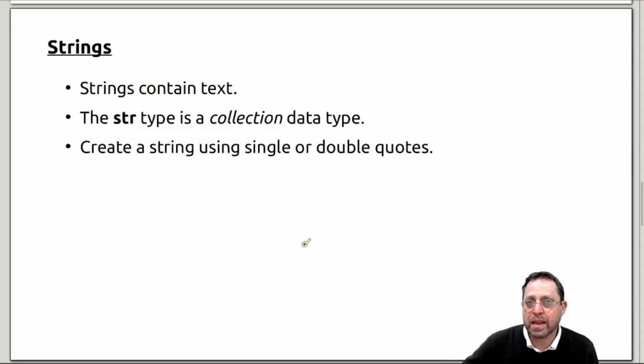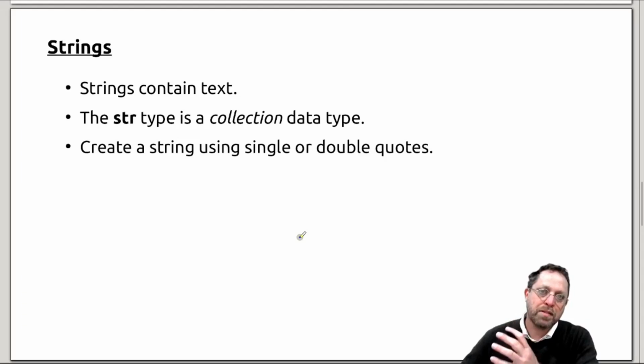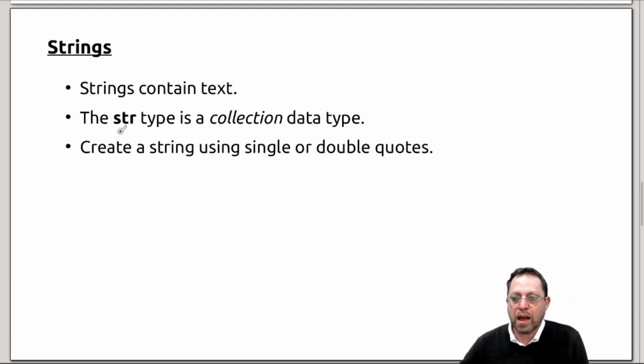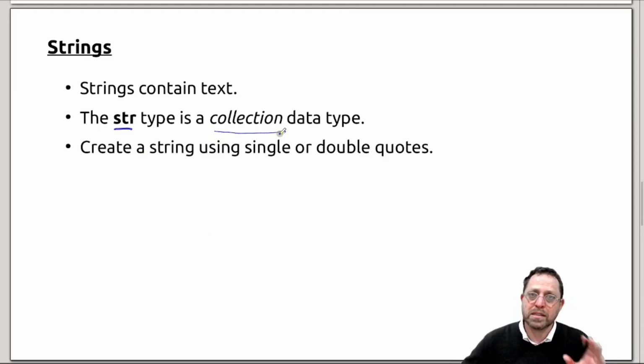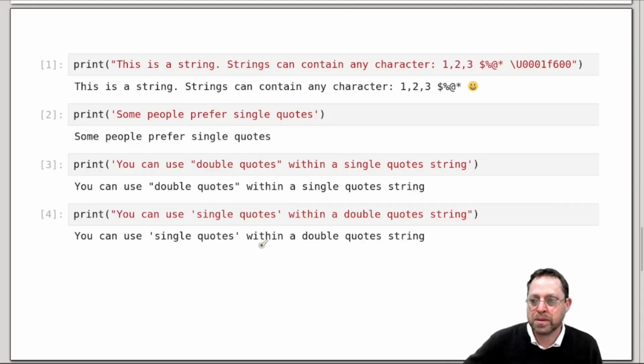So a string is one of the native or built-in Python data types. So it is in that original diagram, and it's on the side of the collections. So str, the string data type, is strictly speaking a collection data type. And we'll have opportunity to talk more about strings later when we talk about collections. For now, all I really need you to know is that to create a string, you can use either single or double quotes.